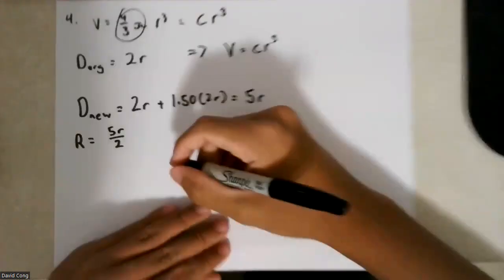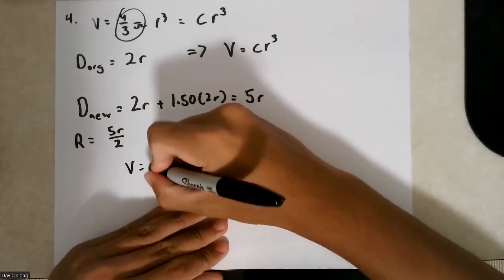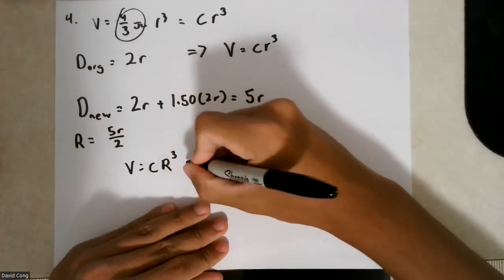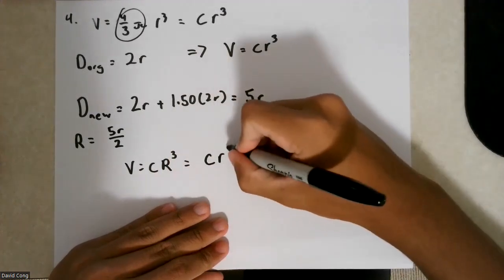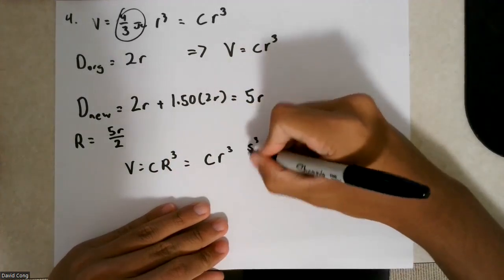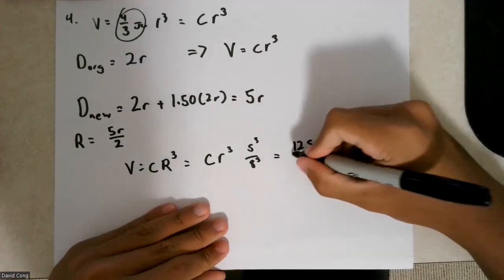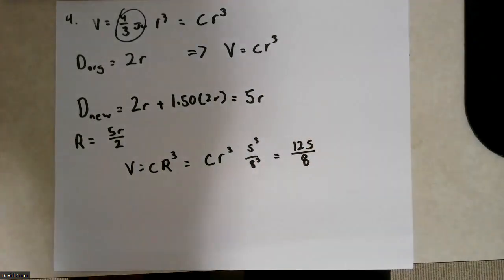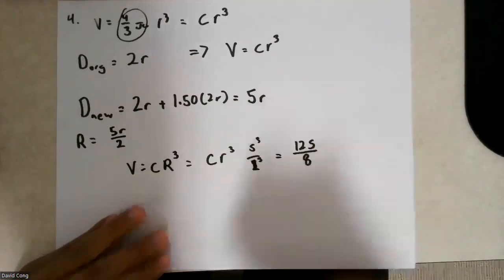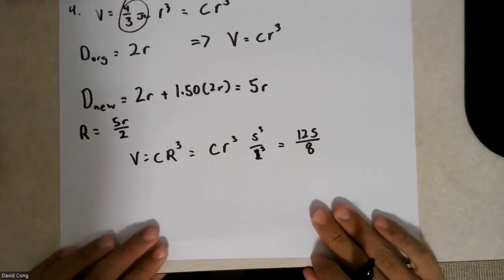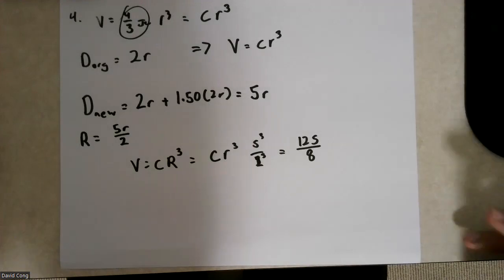Now, knowing that, let's find the volume again. The volume is equal to c big R cubed, which is equal to c little r cubed times 5 cubed over 8 cubed. What does this equal? 125 over 8. This should be 2. I jumped ahead. So, what is this equal to? Well, let's divide. Let's break this out.